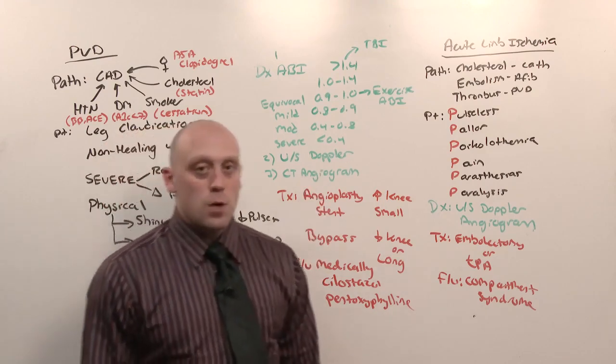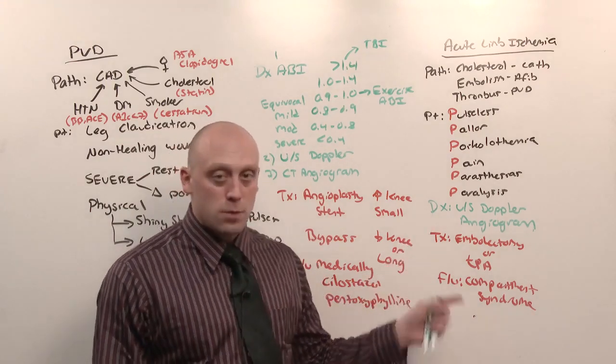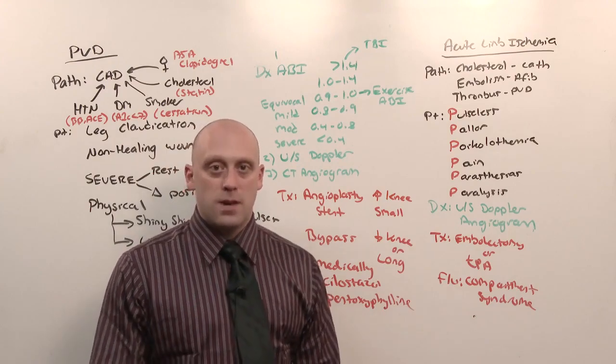Different from acute limb ischemia where you see the 6 Ps, it's much more acute and you just have to get in there with the angiogram to try to fix them, otherwise they lose their limb. That's vascular disease.